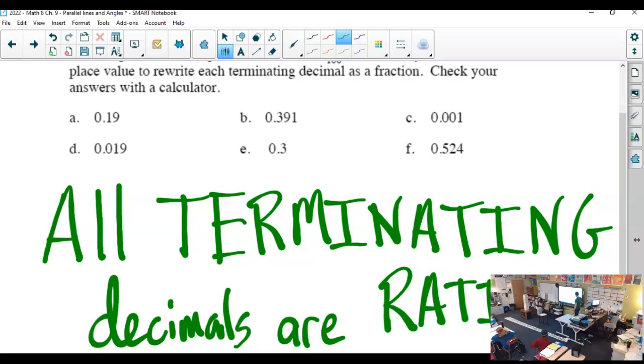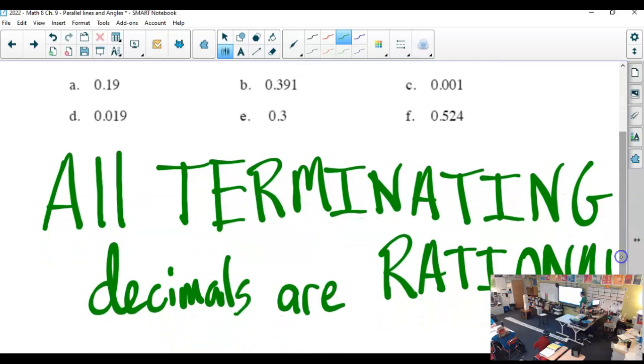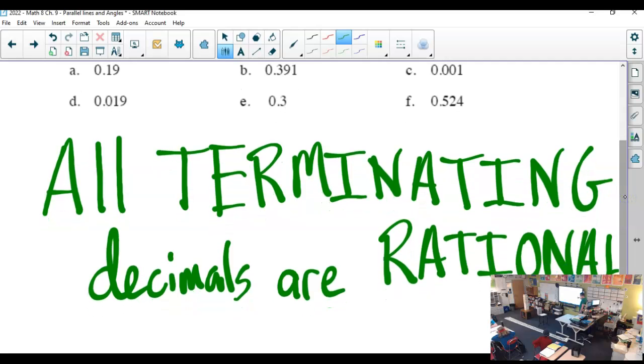Now here's the other thing. What other type of decimals are always rational? Spencer? All repeating. So all terminating decimals are rational and all repeating. Isn't that all decimals? No.